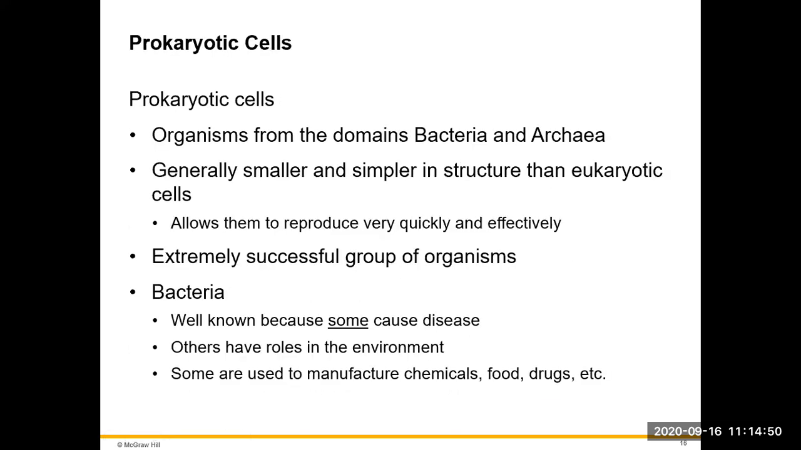Prokaryotic cells include organisms from the domains Bacteria and Archaea. These two prokaryotic domains are generally smaller and simpler compared to eukaryotes like us. The fact that they are small and simple enables them to reproduce very quickly and effectively. For example, humans are bigger and very complex, that's why we take 9 months to have a baby. But bacteria are small and simple, and they could have billions within that time frame.